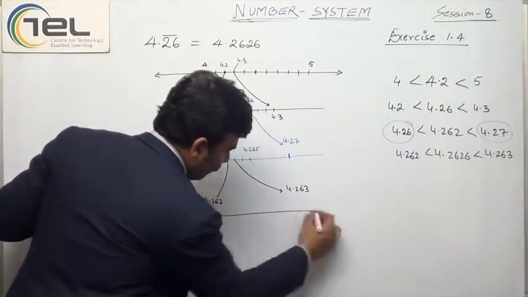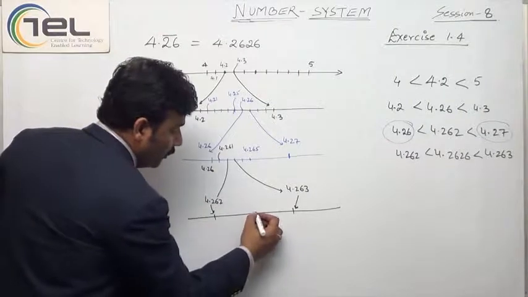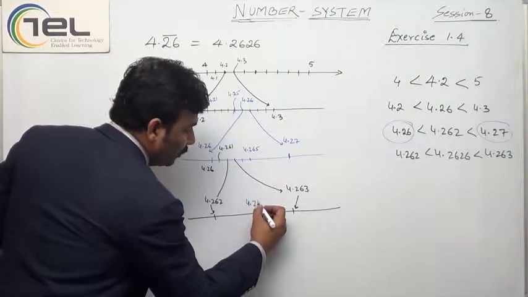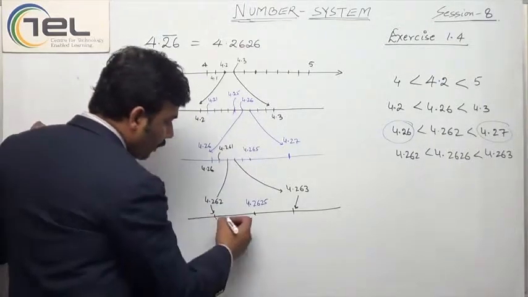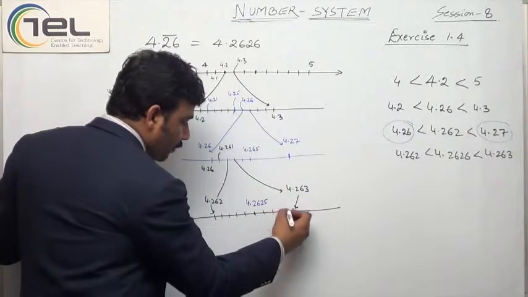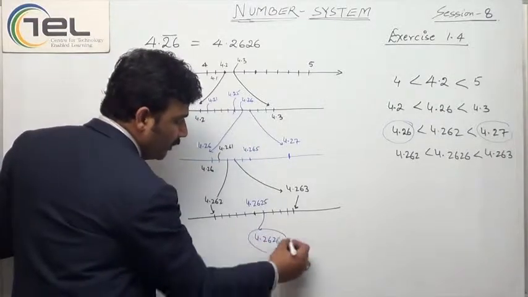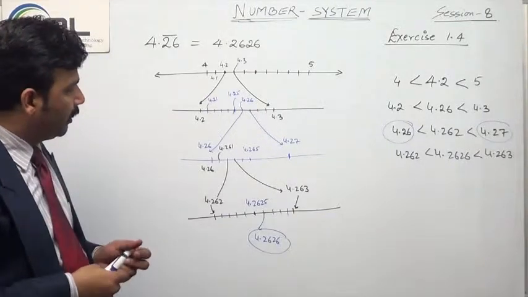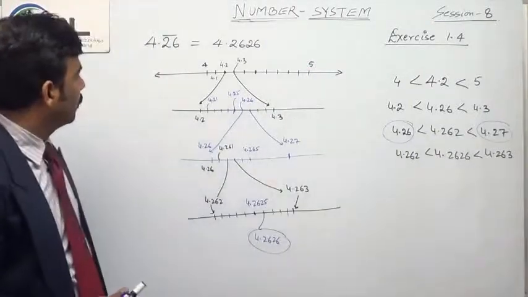My number lies in this magnification. Again I put it like this. This is 4.2625. So 1, 2, 3, 4 parts. This number is 4.2626, which is the number I need. This is how magnification plays an important role here, and with the help of magnification and this blueprint we will be able to solve this question.